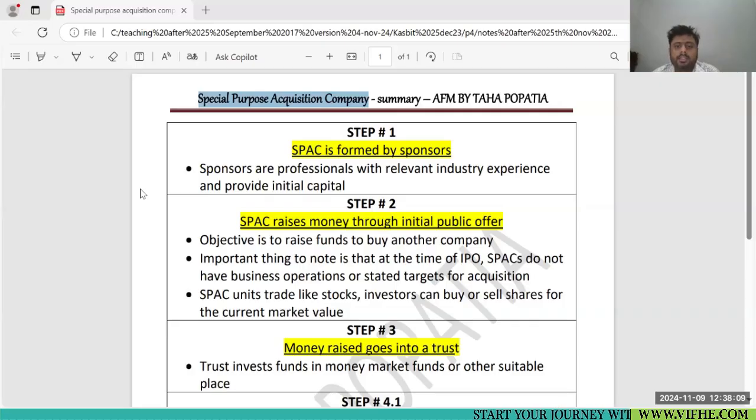Step number 2, the SPAC raises money through an initial public offer. Through the initial public offer, more funds are poured into the company. Okay.